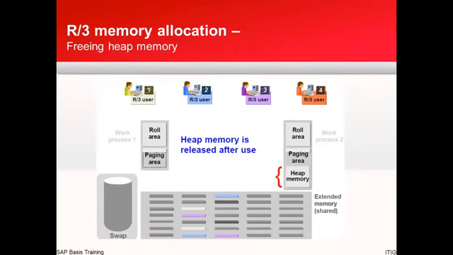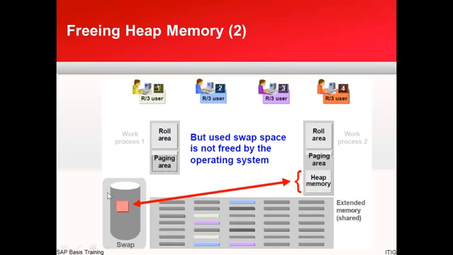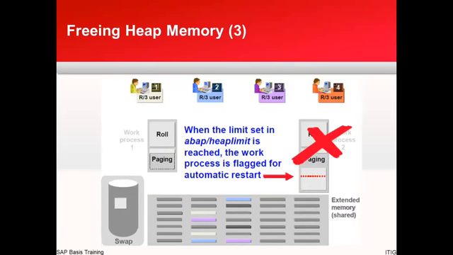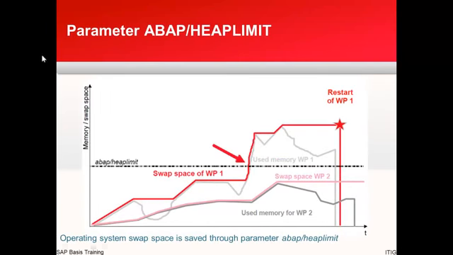Okay, now the next thing is the memory allocation. Here you can see the first work process, which has the role area and the paging area. The second work process has the role area, the paging area, and heap memory. Heap memory is released after the use. Then you have the extended memory, and this is the swap. Next is releasing the heap memory. Here you can see that this heap memory is released after its use. When the limit set in abap/heap_limit is reached, the work process is flagged for automatic restart. You can see this parameter, that is abap/heap_limit.